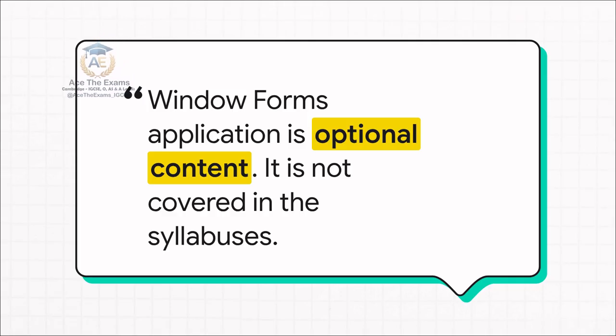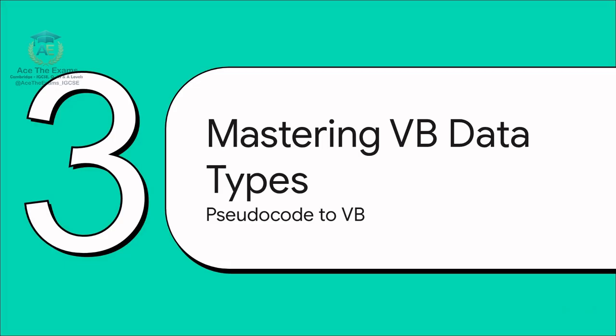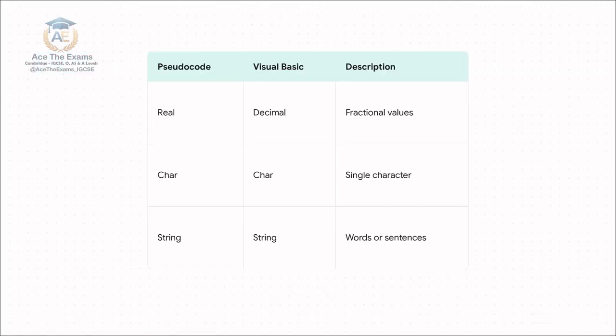However, in just a few minutes, I'm going to share a hidden secret about Windows Forms. It actually has a massive benefit that can drastically improve your Paper 2 score. But first, you need the framework that makes that secret work. Section 3. Mastering VB data types and translating pseudocode to Visual Basic. All right, let's shift into our practical toolkit.